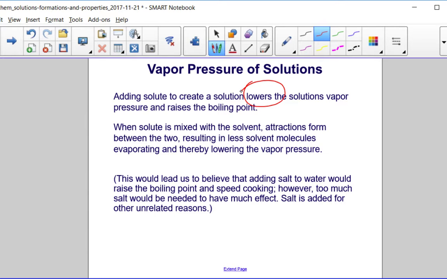By the way, this leads us to that incorrect thought that adding salt to water raises the boiling point. It decreases the vapor pressure and therefore raises the boiling point. And raising the boiling point speeds up cooking, right? In theory, that's true. You add salt to the water, you lower the vapor pressure, you increase the boiling point. The higher the boiling point, the faster it cooks. But actually this isn't true because you'd have to add a lot of salt to the water to have a measurable effect on the boiling point. So salt is added for reasons unrelated to this.